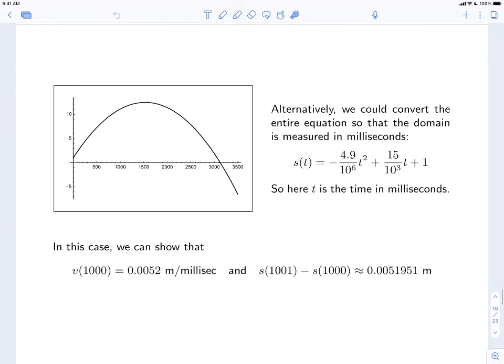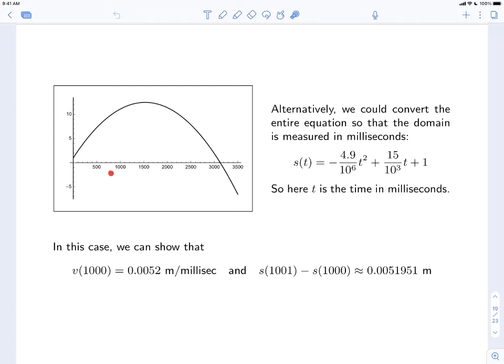Alternatively, we could just convert the entire equation so that the domain is measured in milliseconds. In that case, we have basically the same equation, but the gravitational constant of 9.8 meters per second squared has to be converted to milliseconds. And same with the velocity. The initial velocity was given as 15 meters per second. So if we convert these into milliseconds, then we just end up with some extra powers of 10 in the denominator. So in this case, our function has a domain t in terms of milliseconds. Now notice that the graph is exactly the same. That's because we haven't changed this problem, we're just changing the units.